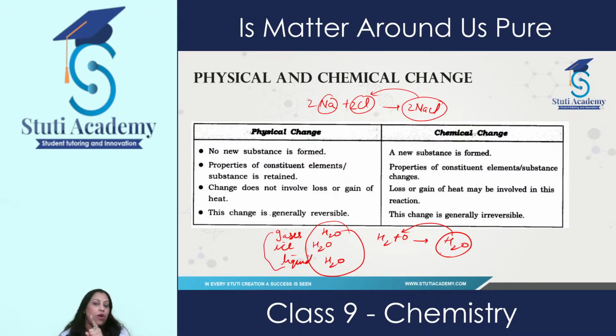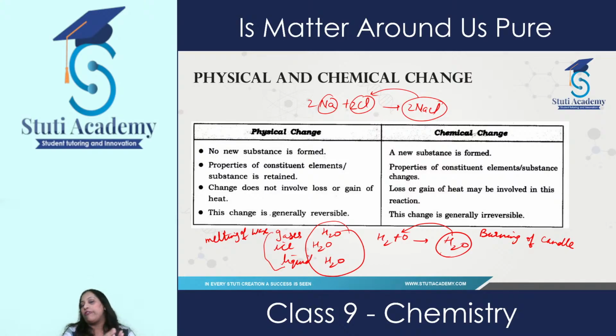But if we are talking about chemical change, melting of wax is a physical change. But burning of a candle is a chemical change. How can we say that? Any idea?